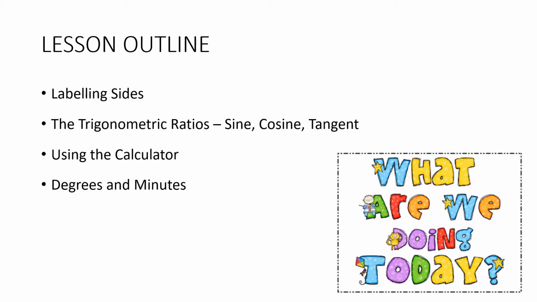In this first lesson, we're going to learn about labeling the sides of a right-angled triangle. Then we're going to work out the trigonometric ratios, sine, cosine, and tangent. We're going to learn how to use the calculator, and we'll finish off with degrees and minutes.